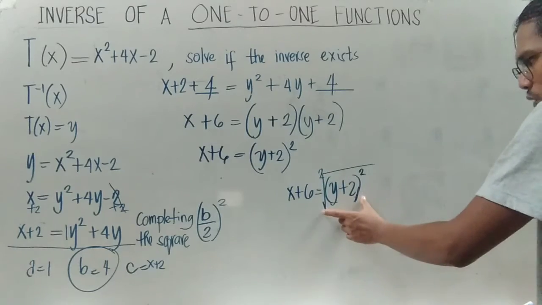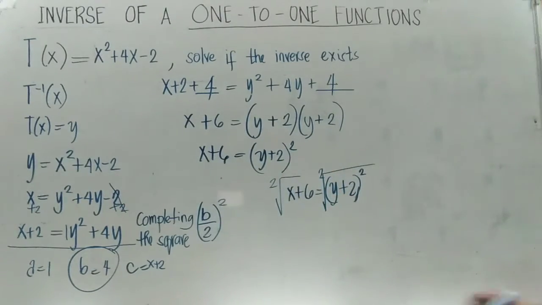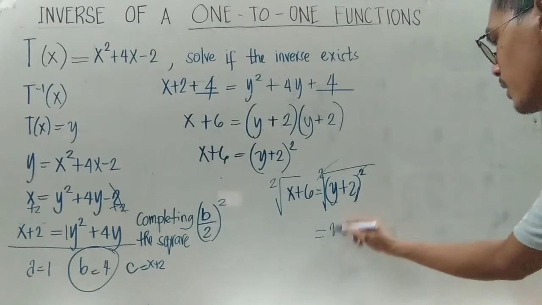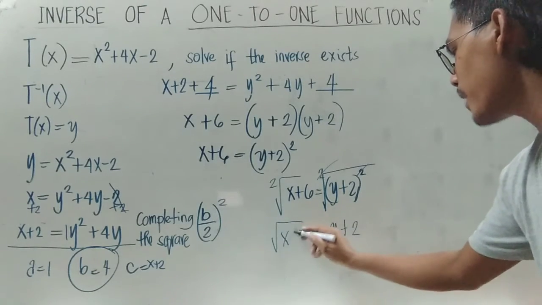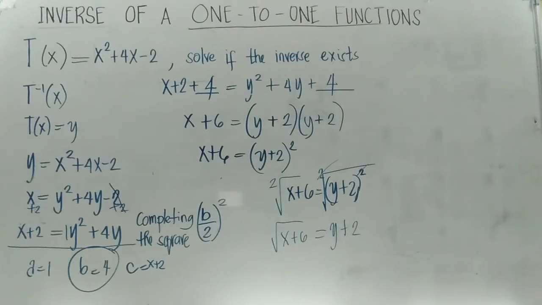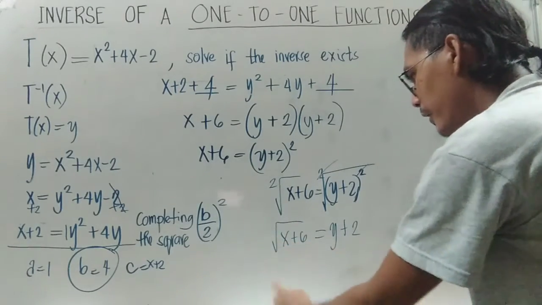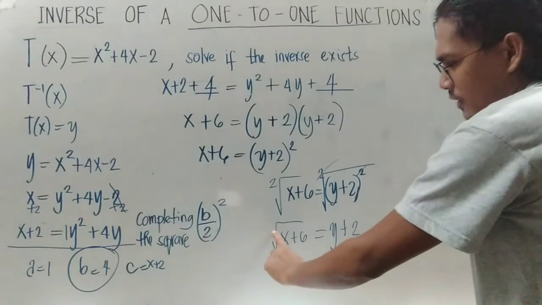Because we did the square root on the other side, we will do the square root on the other side, of course. So the square root will be eliminated as well as the square. So we have y plus 2. Then we have the square root of x plus 6. Why did I write 2 in here but I did not write 2 in here?